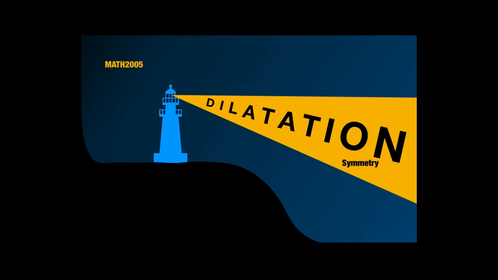In previous videos, we defined symmetry as invariance under transformation, and we investigated transformations including reflections, rotations, translations, and glides. In this video, we look at transformations that involve a change of scale, a subject so fascinating that it deserves a video all on its own. Welcome to the weird and wonderful world of dilatation symmetry.